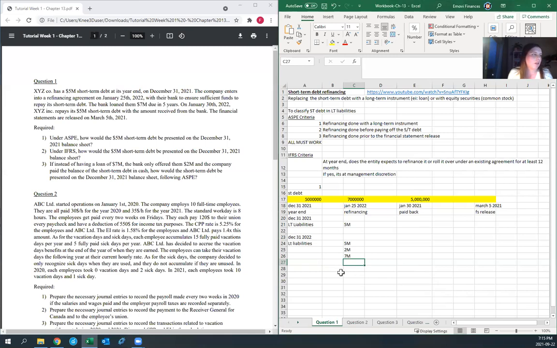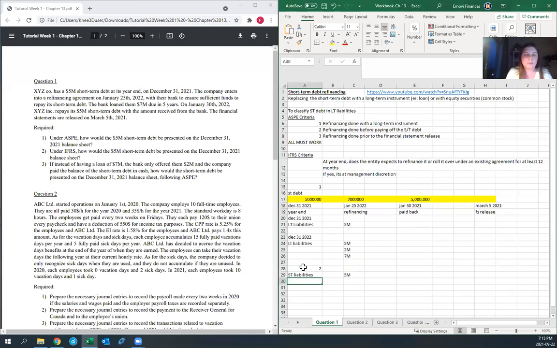Okay, perfect. Question 2, IFRS. So yeah, they don't specify in the problem that they have an existing agreement, so we cannot put it in the long-term liability, so it all goes in the short-term liabilities.